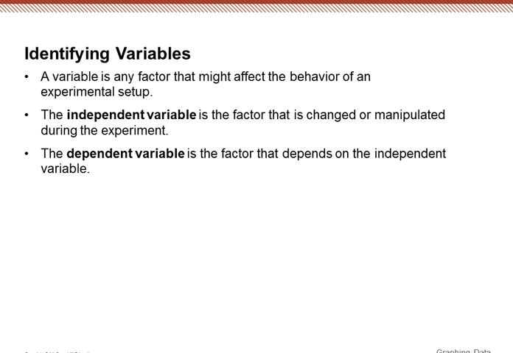In any experiment, it is important to first identify your variables. A variable is a key factor that may affect the behavior of an experimental setup. The independent variable is the factor that is changed or manipulated during your experiment. So the independent variable is what you control and what you change during your experiment. Whereas the dependent variable is the factor that depends on the independent variable, or what you're observing. So one thing to remember: independent is what you change, and the dependent is what you observe in any experiment.